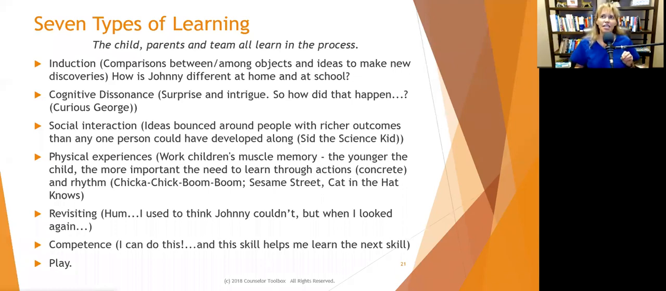Social interaction. Ideas are bounced around with other people for richer outcomes than you could get if it was just coming from one person. This is modeled a lot in the show Sid the Science Kid. And yes, I love PBS, whatever. In that, the teacher asks, how could we make this happen? And then the class brainstorms ways that they may achieve a certain outcome or why something happens.